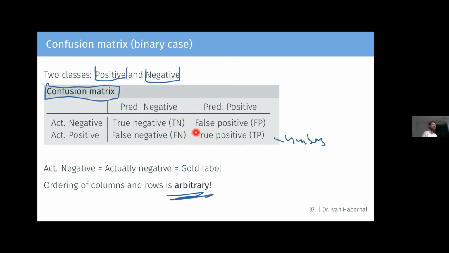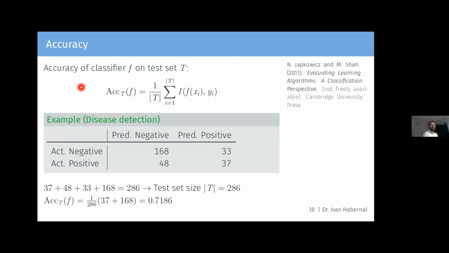But just be aware of that. So this is just one example of how to do that. An example here would be a classifier for some disease detection, a binary task, negative and positive: I do have a disease or I don't have a disease. And these are the counts on the confusion matrix, right? It means that in my test data, 168 plus 33 negative examples were classified, 168 as negative and 33 as positive. So this is the confusion matrix, how much confused I was.